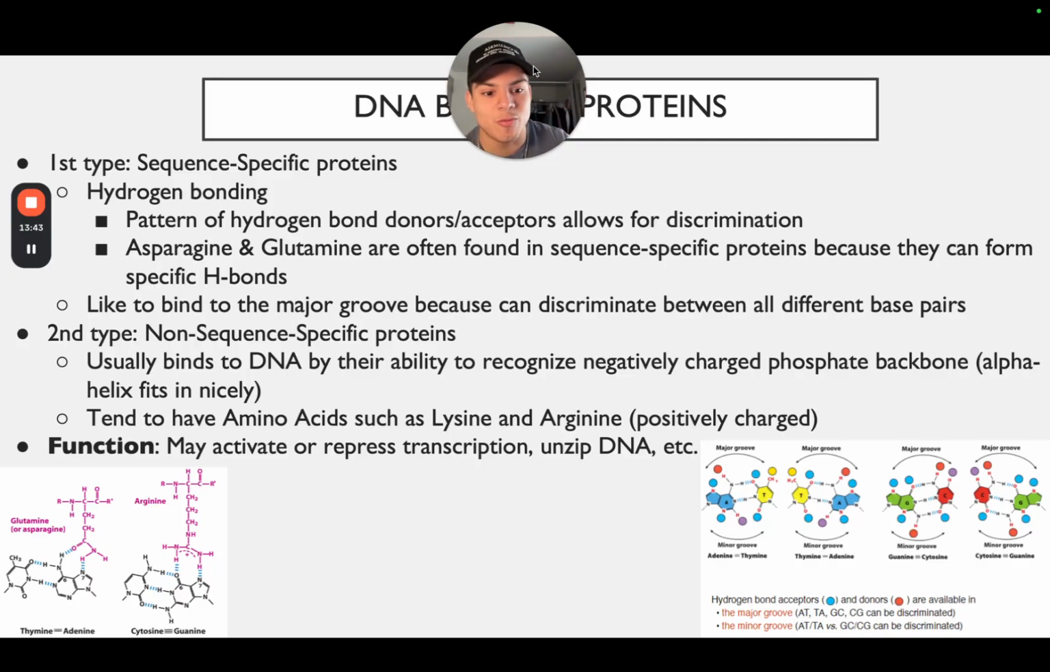And the way it's able to, this is a much more advanced topic, but essentially the phosphate backbones are going to have a certain configuration, like spatial orientation, that allows for specific binding of these non-sequence-specific proteins. That's usually how it'll work, the spatial arrangement of the phosphate groups. Some of the general functions of these DNA binding proteins are that they may activate or repress transcription, unzip DNA, and so on.